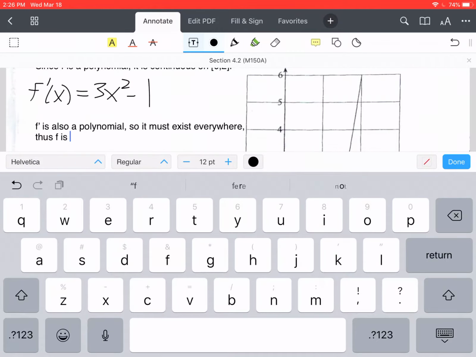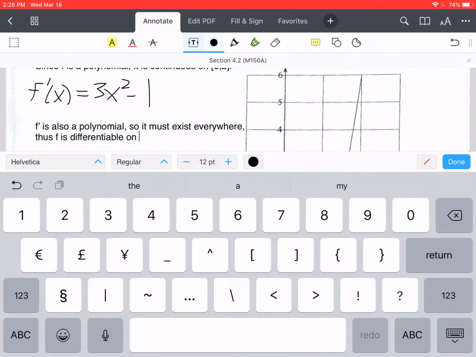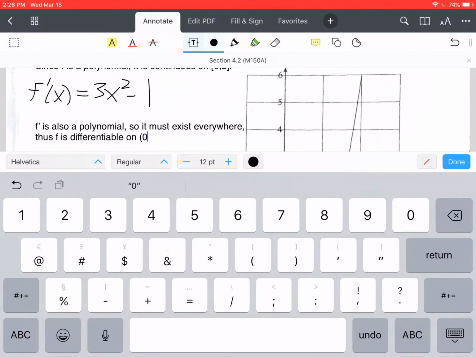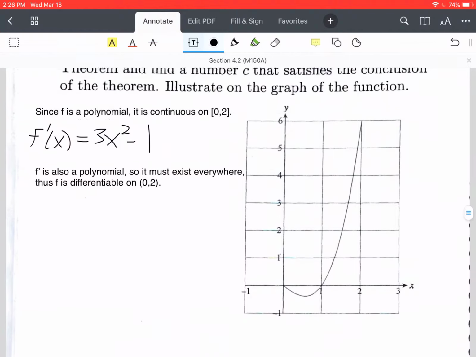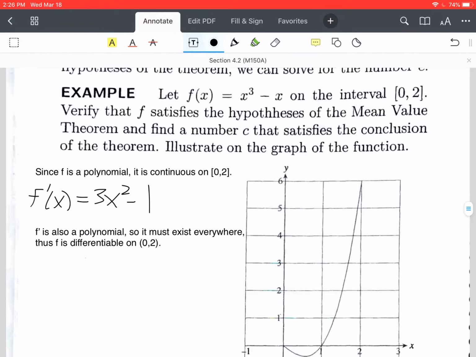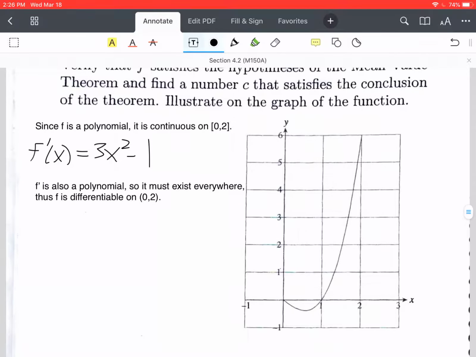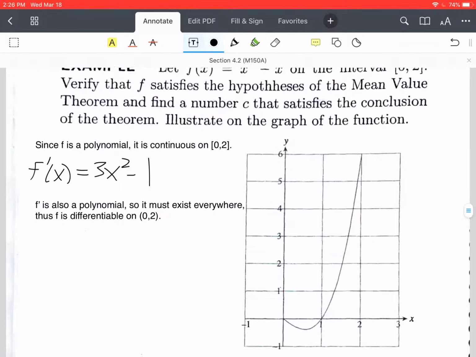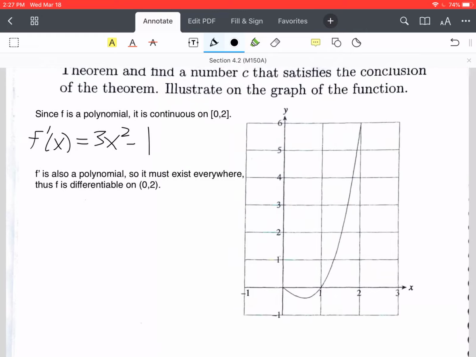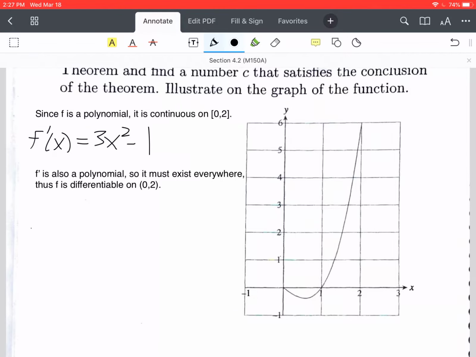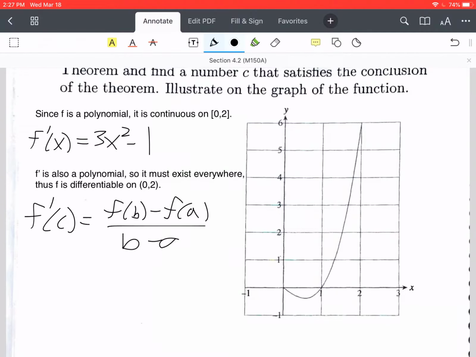Thus, f is differentiable on the open interval from 0 to 2. So the hypotheses are met. So it's continuous on the closed interval, differentiable on the open interval. So now we need to find the value of c that satisfies the conclusion. So f prime of c must equal f of b minus f of a over b minus a.